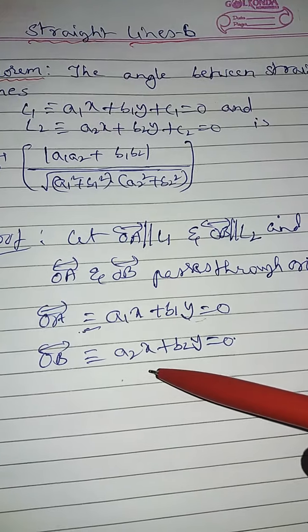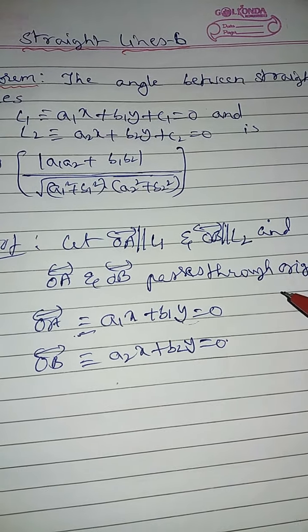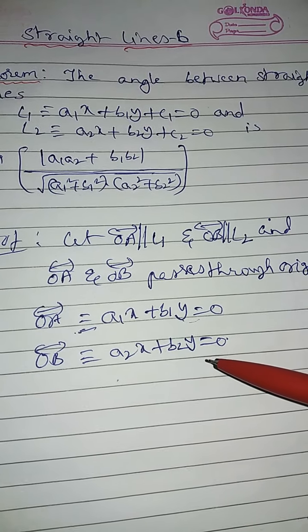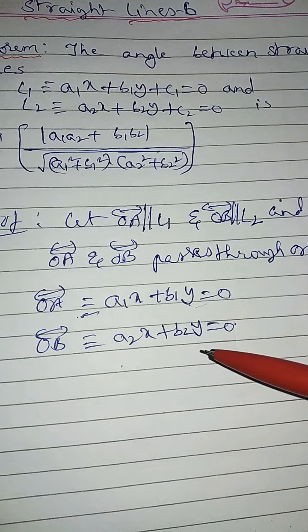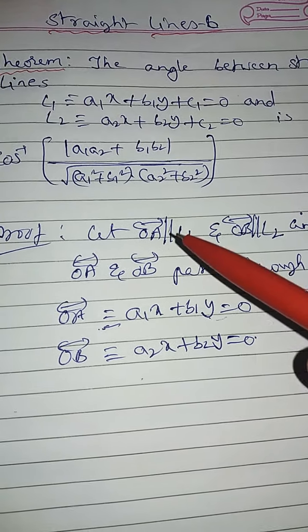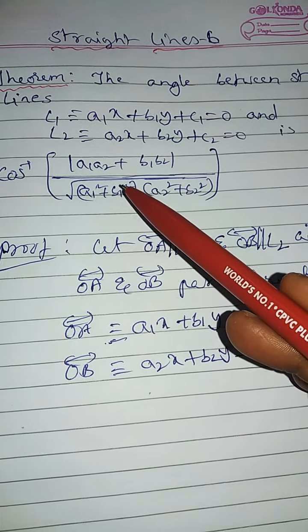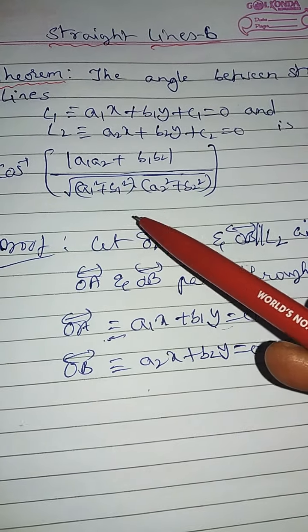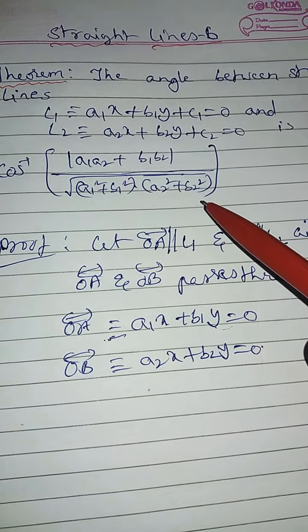Similarly, I have selected OB which is parallel to L2, and when this line passes through the origin, the constant c2 becomes 0 here. We will get OB line as a2x + b2y = 0. Now we have to find the angle between L1 and L2, which is cos inverse of (a1a2 + b1b2) by root of (a1 square + b1 square) into (a2 square + b2 square).